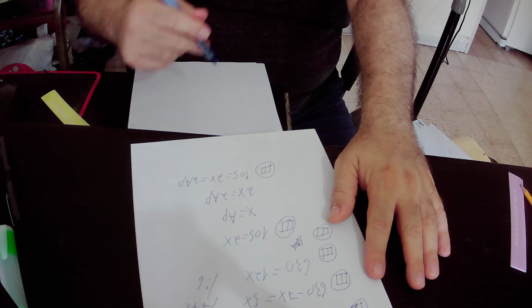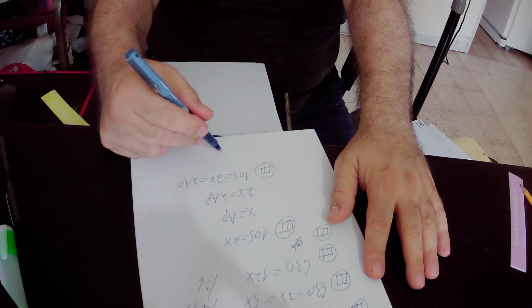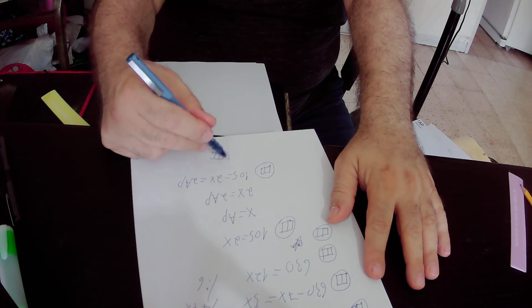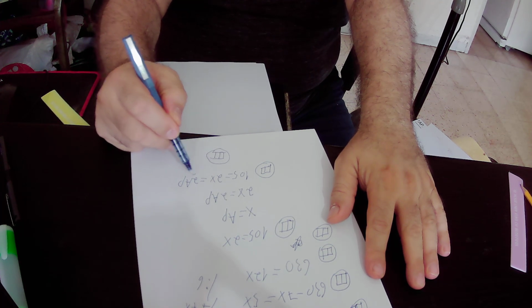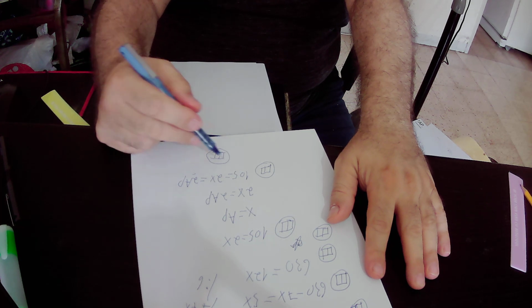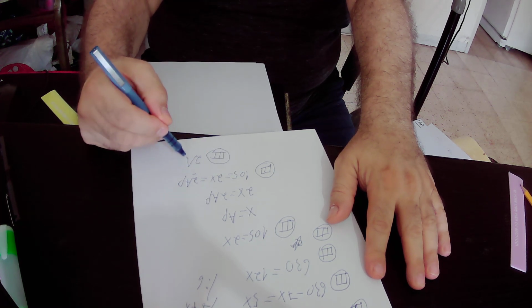And at the end we can deduce that actually 2 times AP equals 105 units.